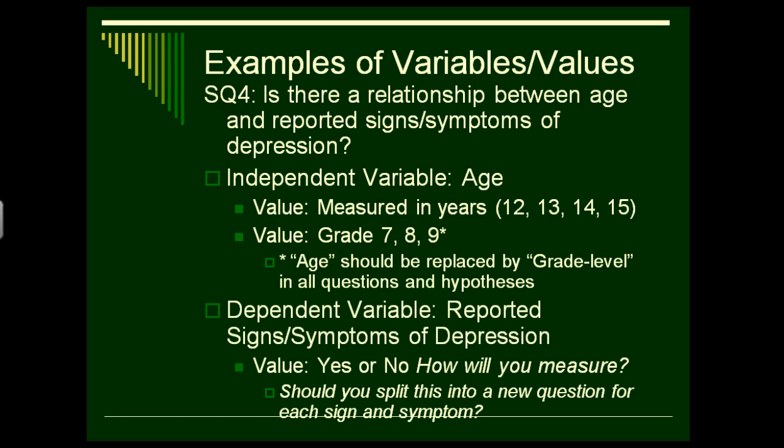The dependent variable here is reported signs or symptoms of depression. The value of that might be yes or no, but how are you going to measure this? How are you going to determine whether or not someone actually has reported signs or symptoms of depression? Is 1 going to be enough? Do they need to have at least 5? Is there another 10 values, need to have at least 60%, 70%? How are you going to decide that? Or do we need to actually create several follow-up questions for each individual sign and symptom? It's more complicated than you think, especially if you have more than 1 or 2 or 3 possible responses.